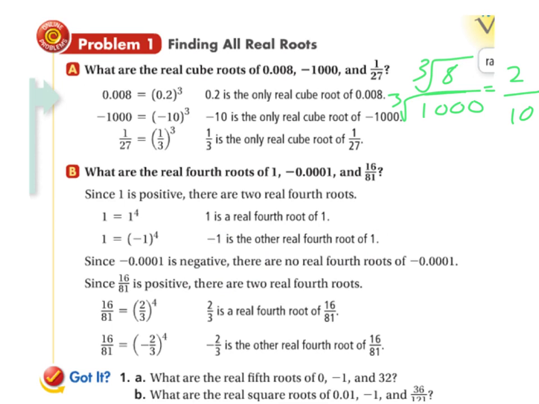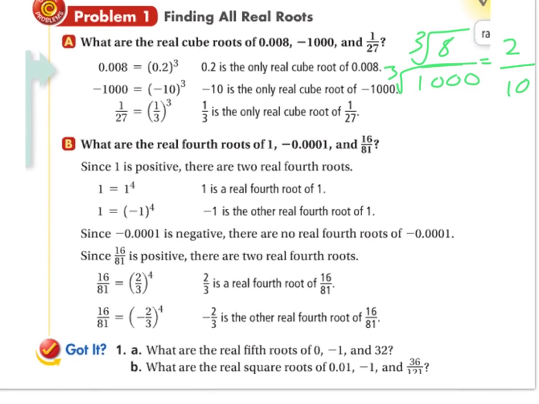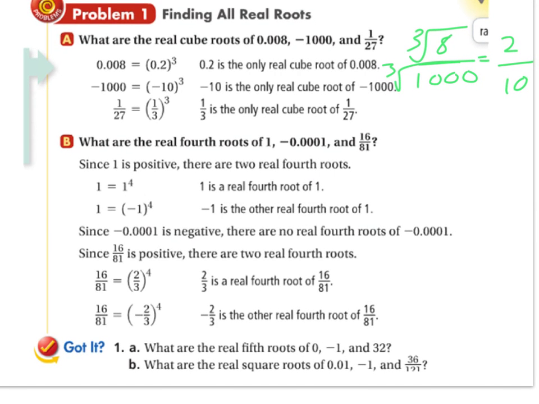On the other hand, when we try to find the real fourth roots of our decimal here, which would be negative 1 over 10,000, there are no real fourth roots for that number, because we have one number multiplied by itself 4 times. So we either have 4 negatives or 4 positives, all of which would turn out to be positive. So no real fourth roots for negative 1 over 10,000.